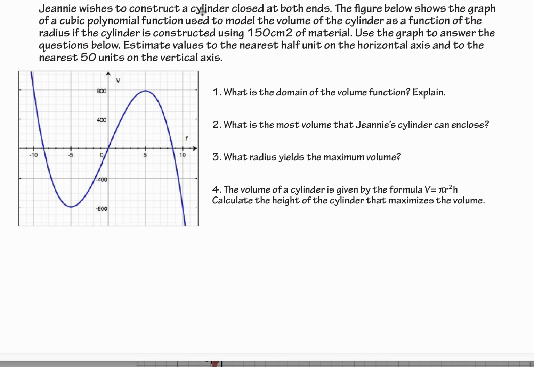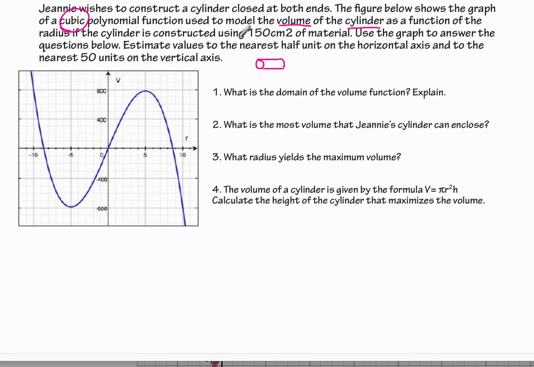Janine wishes to construct a cylinder. Well, remember what a cylinder looks like? It's like a roll of toilet paper. She's going to close it at both ends. The figure below shows the graph of the cubic polynomial function used to model the volume of the cylinder. Well, gee, volume is three-dimensional, length times width times height. No kidding that it would be cubic then.